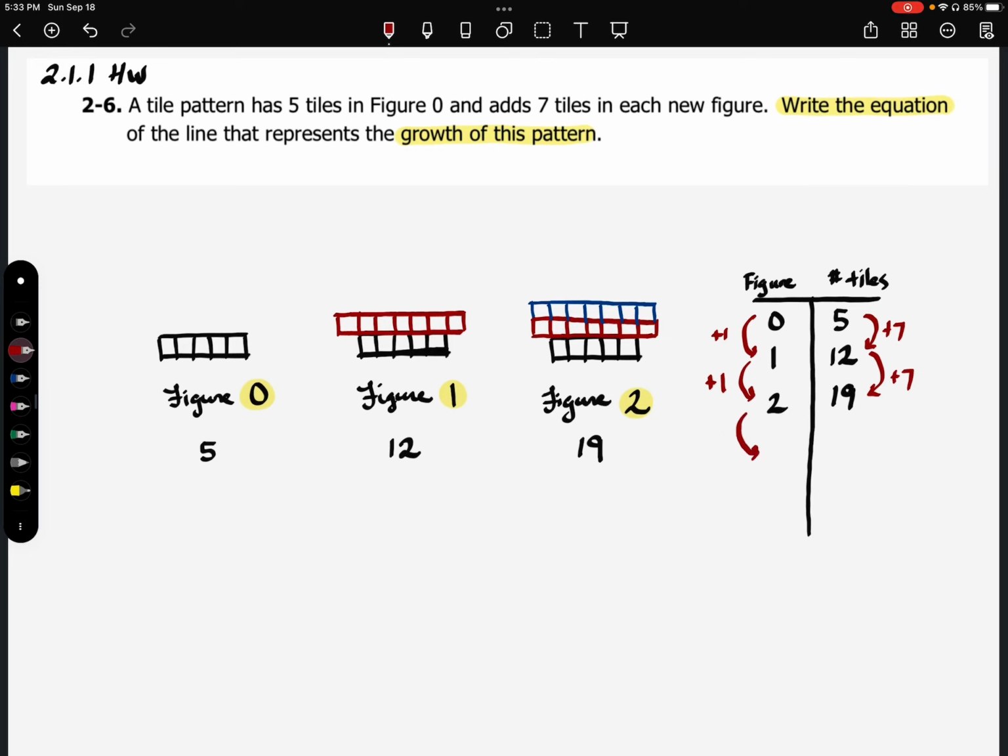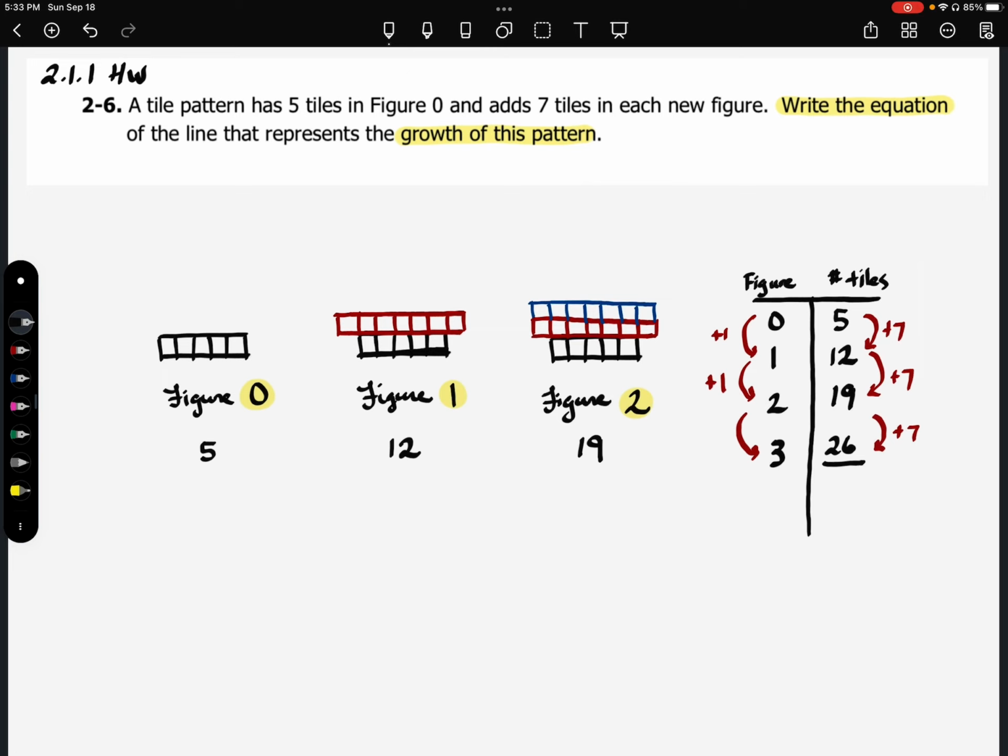So if we increase this again, we don't have this tile pattern drawn out on our paper, but if we increase that to the third figure, we know then we would have to increase our number of tiles by 7. So 19 plus 7 is going to give us 26.